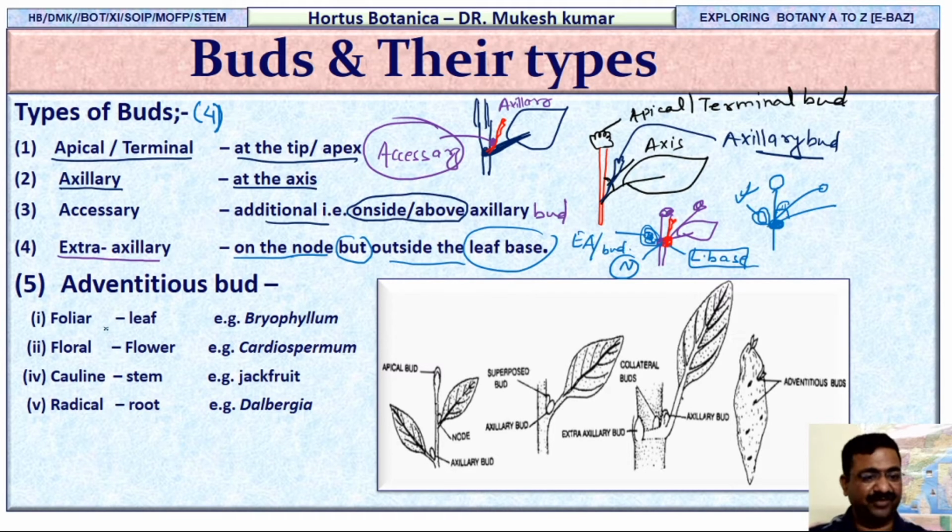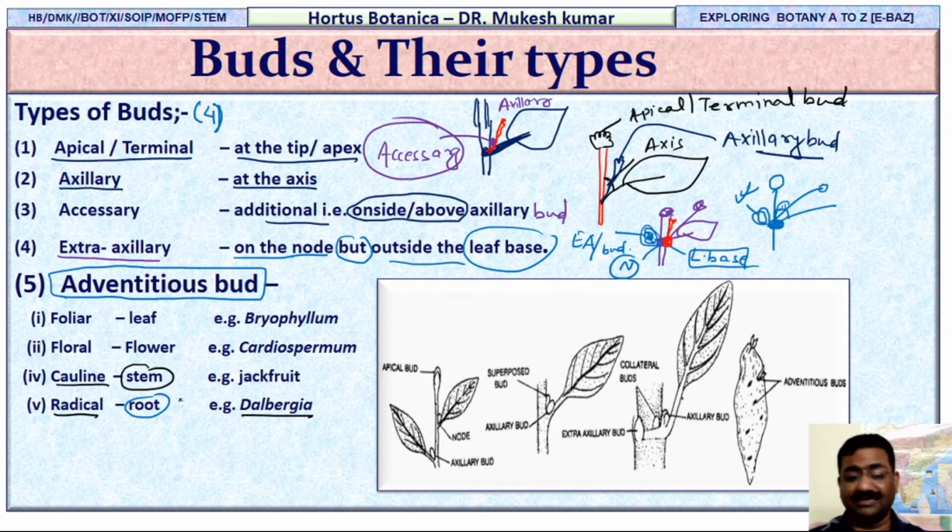Now see the fifth one, this is called adventitious bud. Why adventitious? Means to say buds may arise from any part of the plant except that very nodal region, axillary region and apical position. So from where will the bud arise? Yes, the bud may arise from root. Mind well. If they are arising from root, such buds are called radical bud, as in Dalbergia sissoo. It may arise from the stem, it's called cauline bud, as in the jackfruit, kathal.